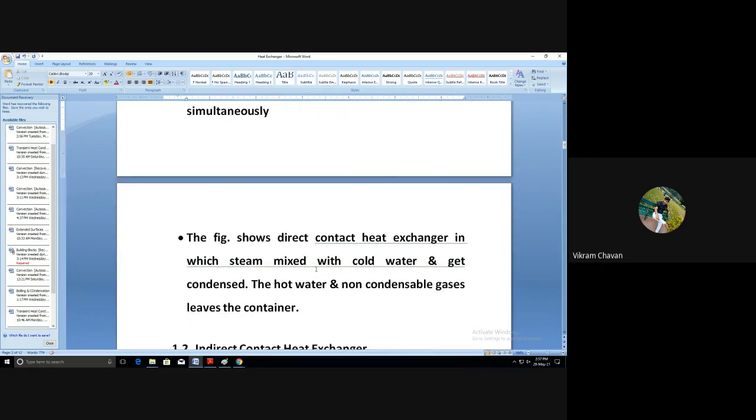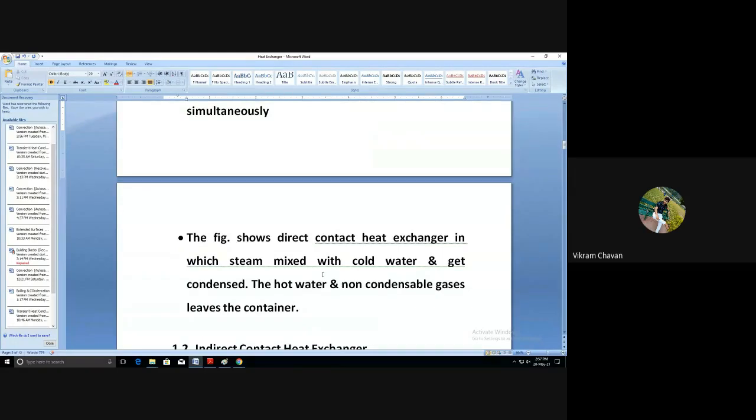Next point, the figure shows a direct contact heat exchanger in which steam mixes with cold water and gets condensed. Full stop.